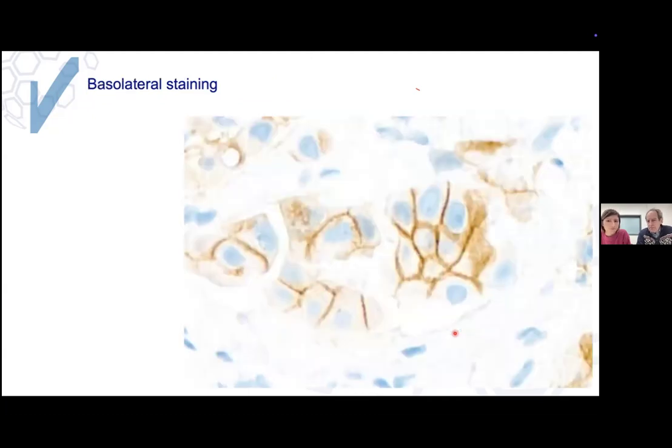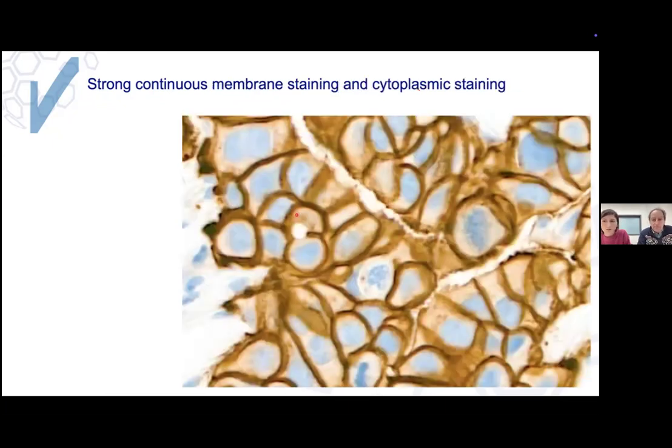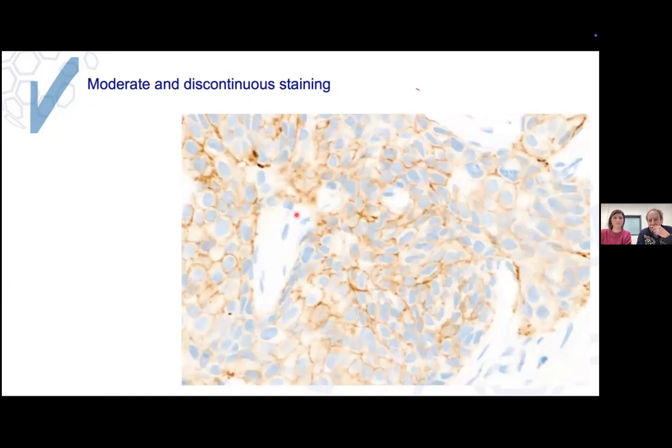We talk about basolateral staining. Basolateral staining can be strong, maybe also associated with cytoplasmic staining, and you need to use your discretion on whether you think you can score it or not. I think probably most of us will say we'll score this one. And again, this case is circumferential with membrane staining. We can score that. Now, discontinuity.